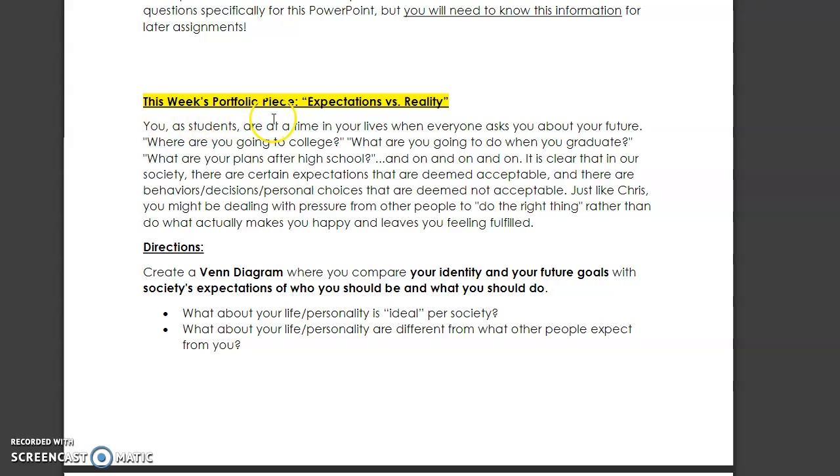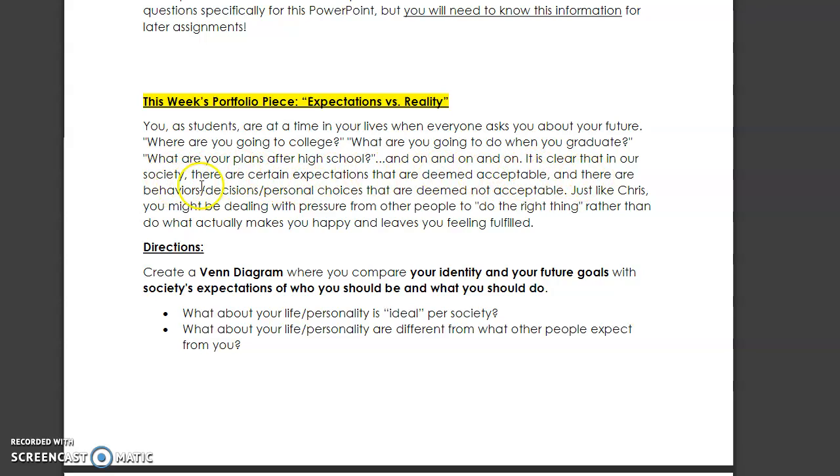For our portfolio piece this week, the title of it is Expectations versus Reality. So this says you, as students, are at a time in your lives when everyone asks you about your future. Where are you going to college? What are you going to do when you graduate? What are your plans after high school? And on and on and on.